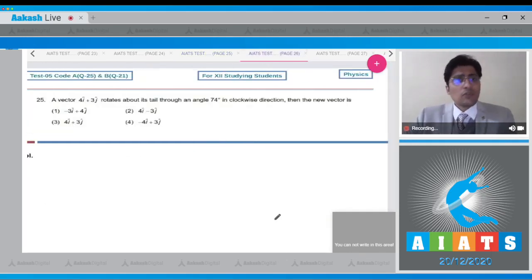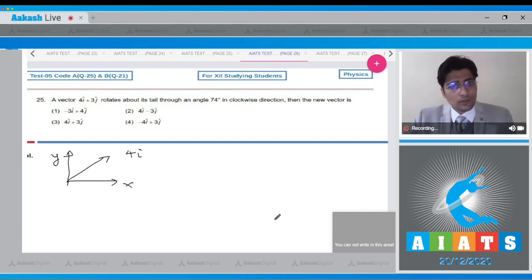In this question, a vector 4i cap plus 3j cap rotates about its tail through an angle 74 degrees in the clockwise direction, then the new vector is. Let this be the x-axis and this be the y-axis. The vector 4i cap plus 3j cap will be somewhat like this. That is, the component in the x direction is 4 and the component in the y direction is 3. This particular angle theta is equal to 37 degrees.